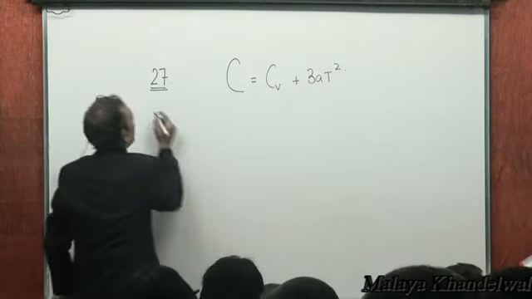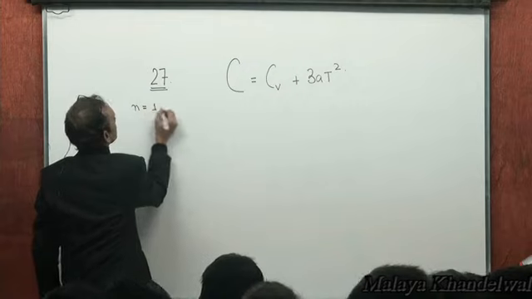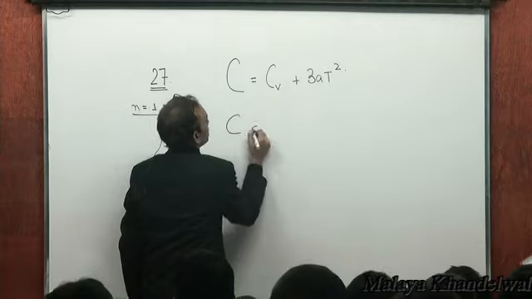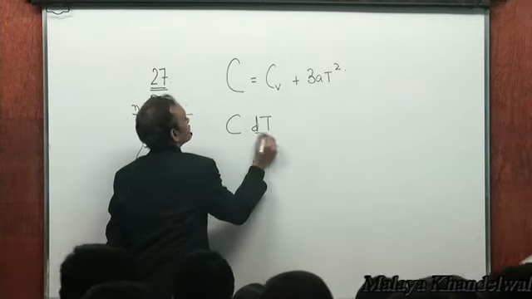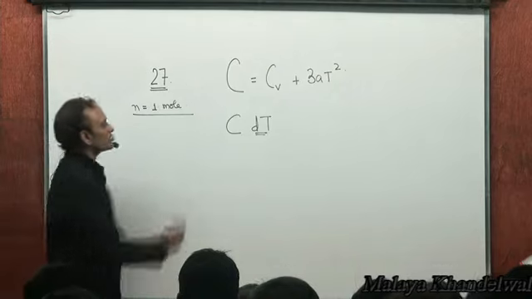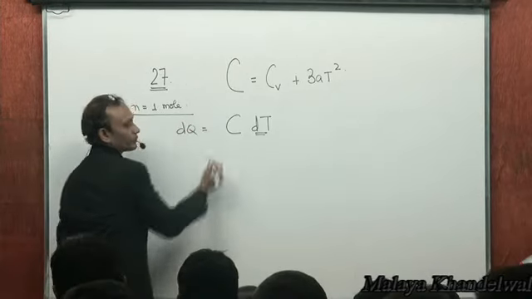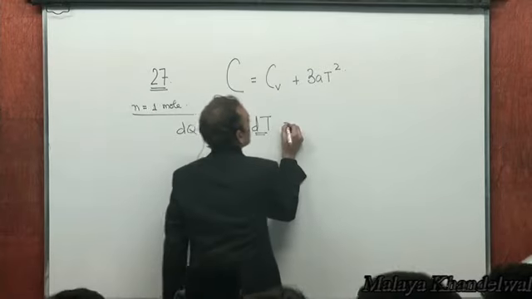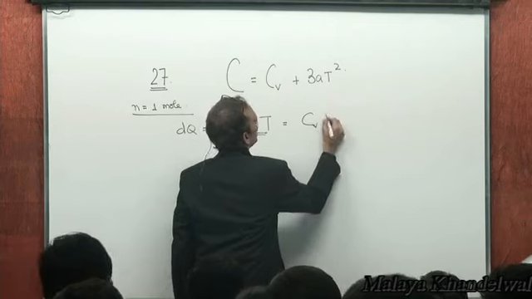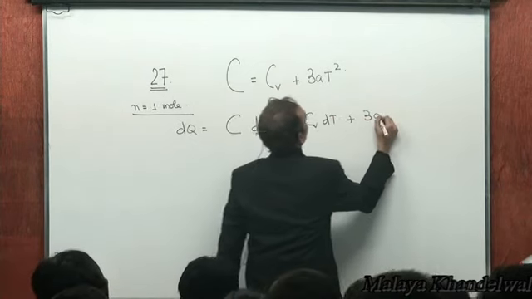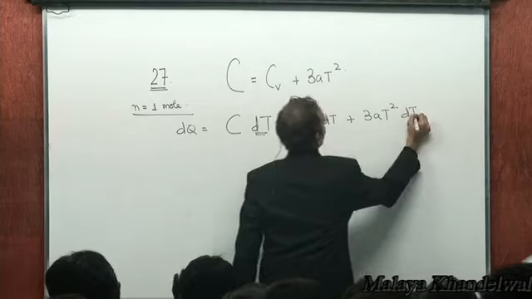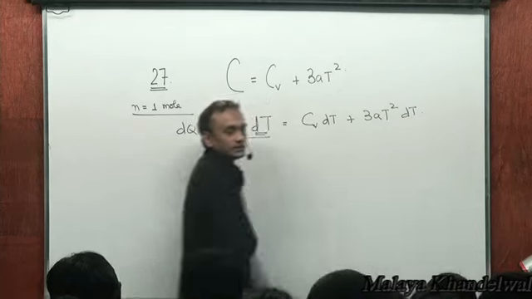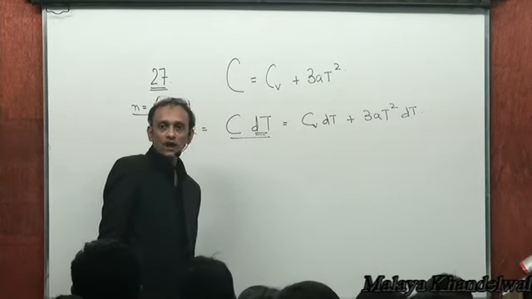Now, let me take 1 mole of the gas. What's the heat supplied for a change of temperature dT? Heat supplied for 1 mole for a change of temperature would be C dT. But that's equal to Cv dT plus 3a T squared dT. Clear?